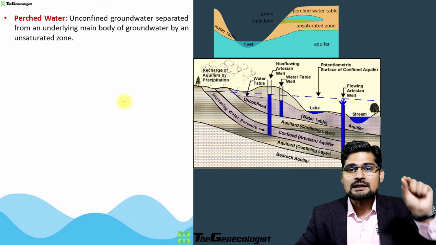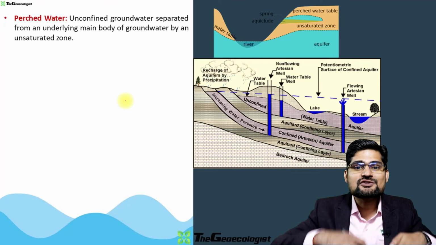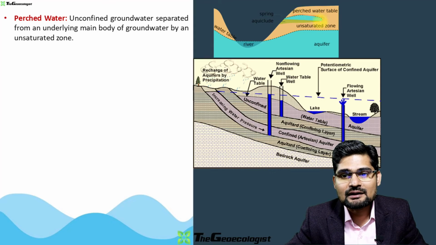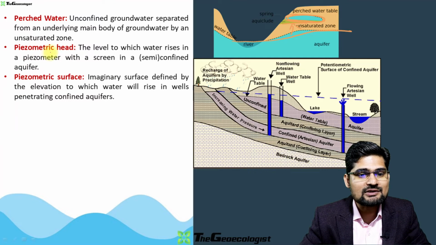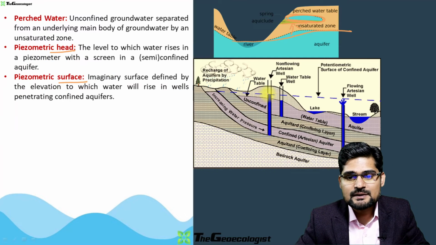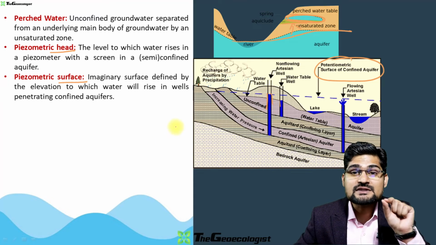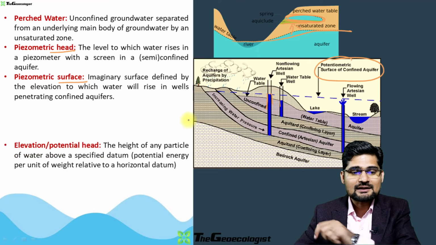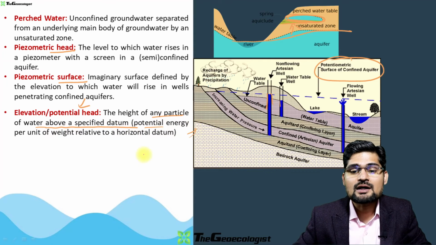Now come to the word perched water. Water and perch: birds perch, they sit on the top of a tree. So perching, look at this particular, here is the main water table, aquifer, and it is a perched water table, which is beyond the unsaturated zone. So this is called perching. Then what we observe is piezometric head, piezometric surface. So these are the piezometers that you observe here, where you have the confined aquifer and you observe them through the device called piezometer. Then what you observe is elevation potential head, which is the height of any particle of water above a specified datum, that is talking about a potential energy.